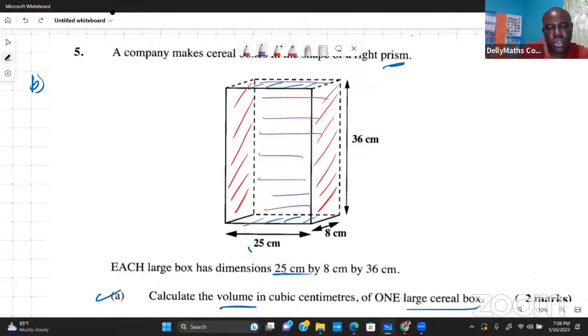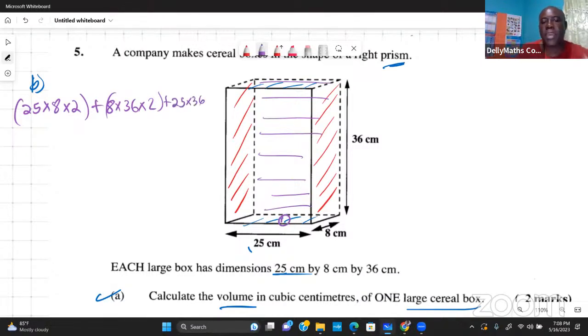Let's go for it. Firstly, let's deal with the bottom, number 1. It's going to be 25 times 8, and it's 2 of them. Plus, let's go at the side, 8 by 36, and it's 2 of them. Plus 25 by 36, which is the big one at the front, and it's at the back. It's 2 of them.